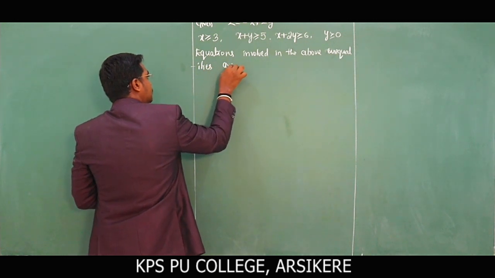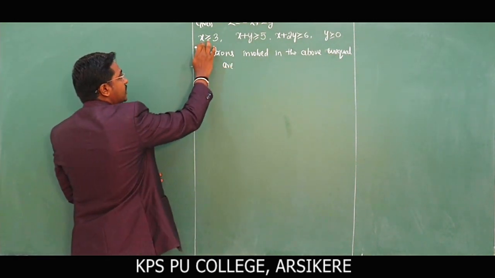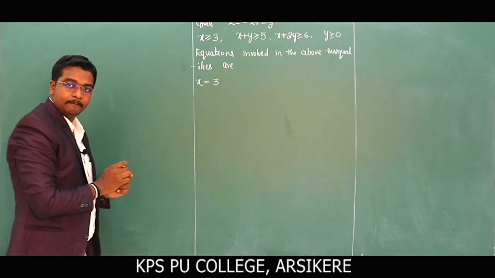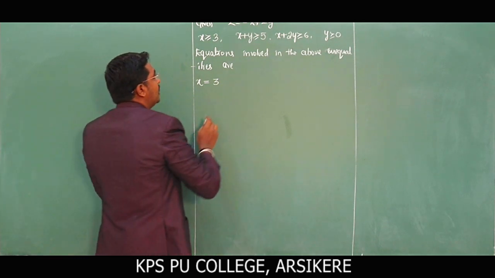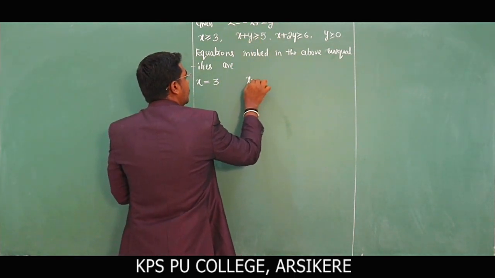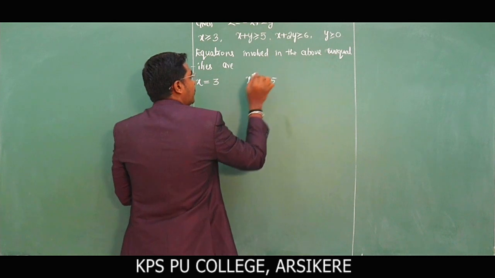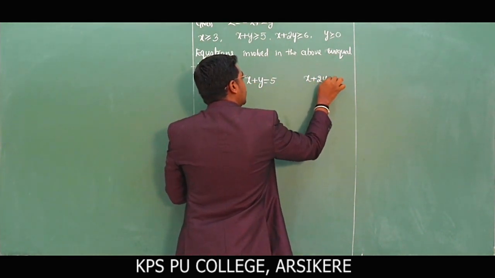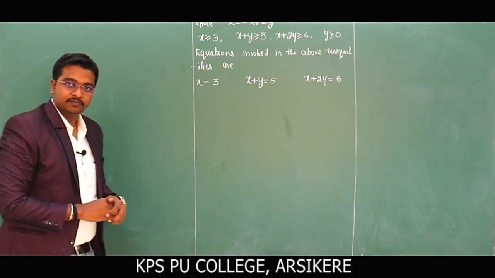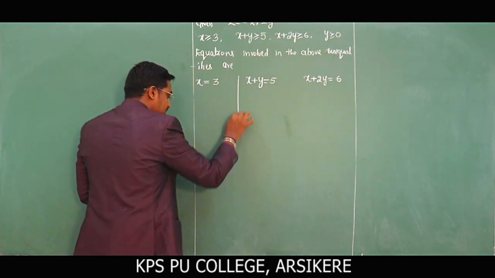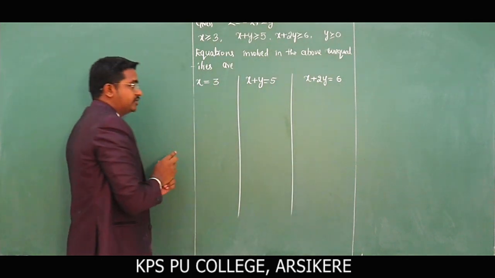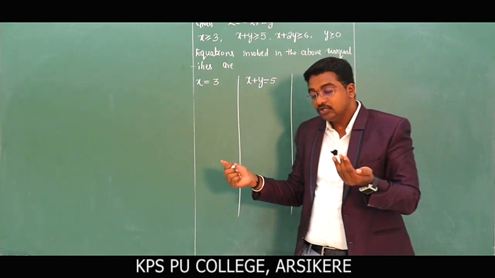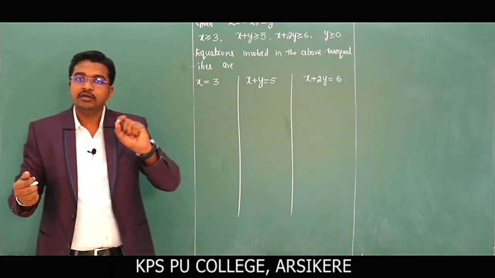So what are the equations here? First one, when we remove the inequality, what will be left here? x is equal to 3. And for the second one, x plus y is equal to 5. Third inequality, x plus 2y is equal to 6. So now solve these equations. How to solve here? Substitute x is equal to 0, we get the point on the y axis, while substituting y is equal to 0, we get the point on the x axis.